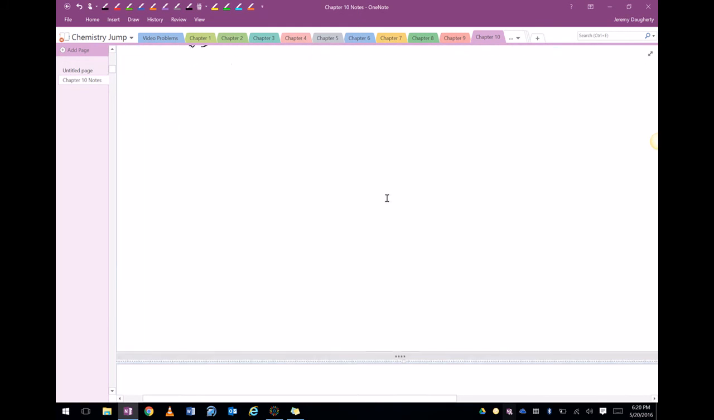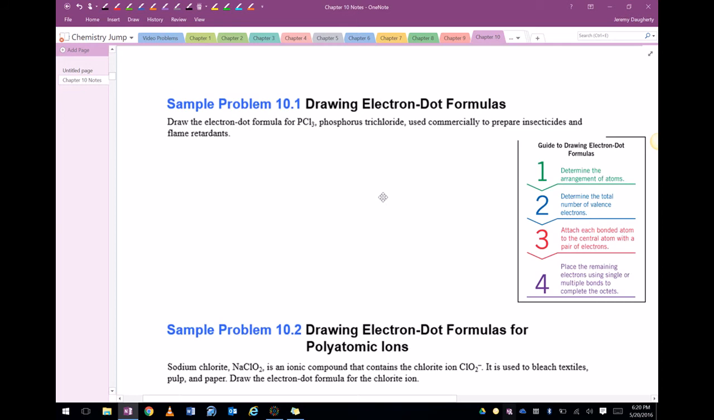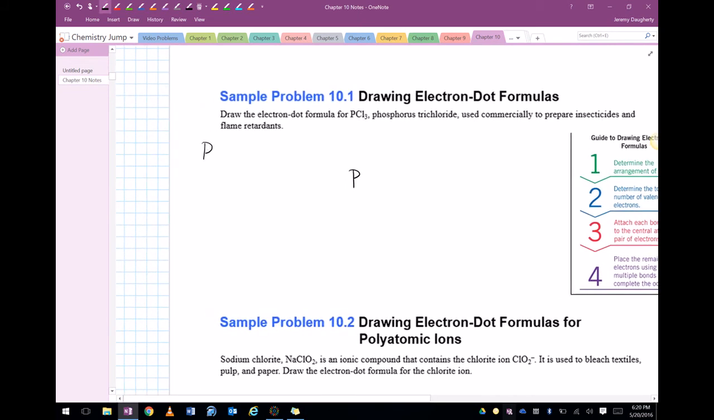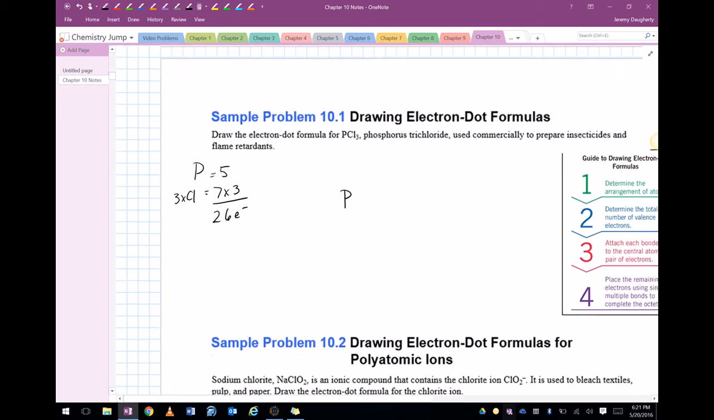Step number 1, identify the central atom. Look, it's PCl3. So what do you think is going to go in the middle? Phosphorus. So phosphorus is going to go in the middle. Now the next step is to count up the total number of valence electrons. Phosphorus contributes 5 valence electrons. Each chlorine contributes 7. So that's a total of 26 valence electrons. So that's step 1 and step 2.